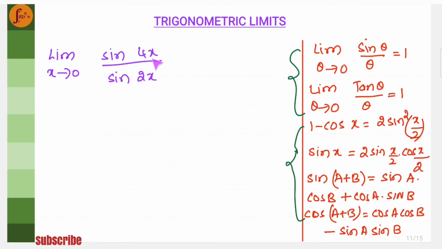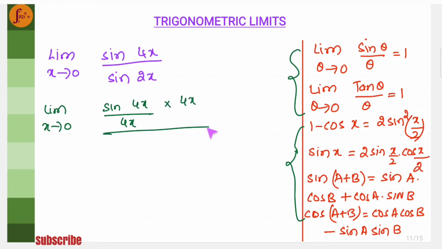So now we want this particular form, theta by theta. That means we should have 4x in the denominator. We can multiply and divide numerator and denominator. So we will do limit x tending to 0, sine 4x by 4x. We'll multiply and divide. Similarly, we'll do sine 2x by 2x into 2x. We'll have to take this as a separate function and this as a separate function. Let's not club both. Let's apply limit separately for this, limit separately for this. So we'll apply the theorem for this, theorem for this.